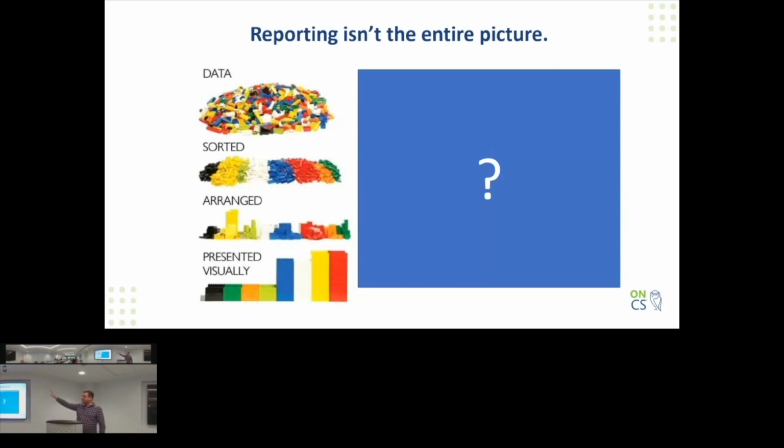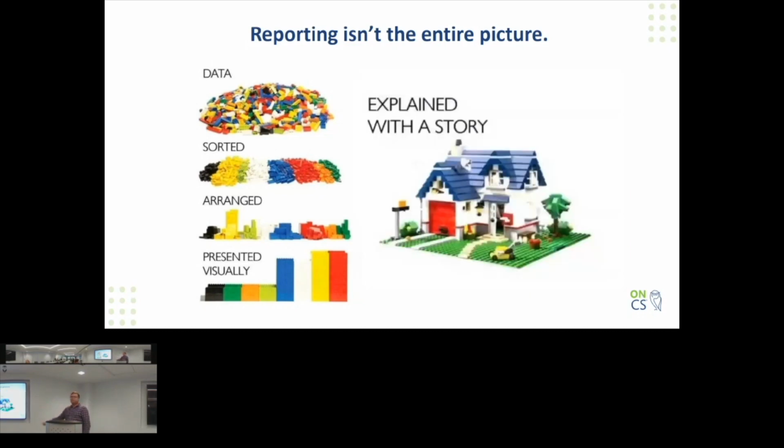And all he sees is on the left. He sees the pieces of the puzzle. But because he's not there day to day in the community running it, he never sees the full picture of what's happening, right? So reporting is all about taking all those blocks and putting them in neat little organized rows. But when we get to analytics, we see that we really built a Lego house, right? That's what we're actually doing with our community.